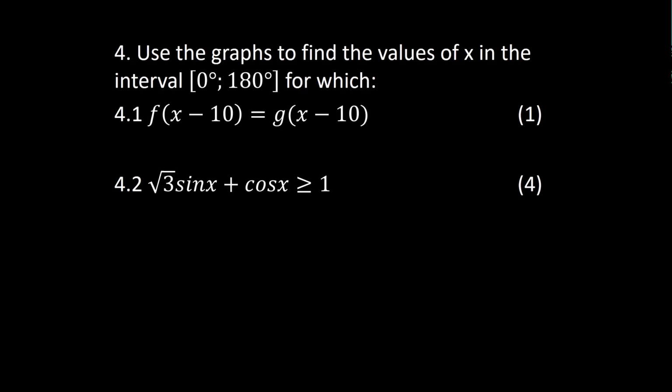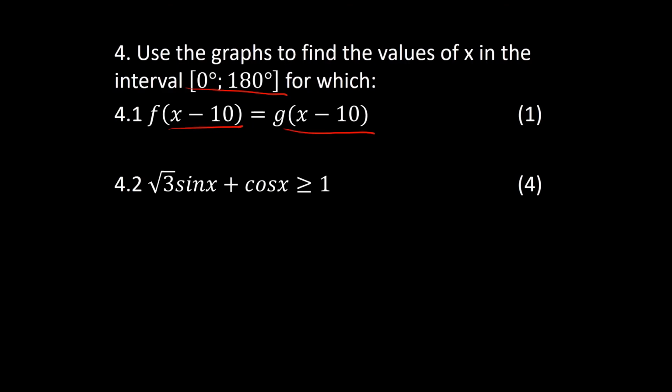Okay, the next question says use the graphs to find the values of x in the interval 0 to 180 degrees, which is what you've got drawn, for which f of x minus 10 degrees is equal to g of x minus 10 degrees. So here you've got that both functions have moved 10 degrees in which direction? Because p is negative, it's moved the other way. So the graphs are moving 10 degrees in the positive direction. And they want to know for what values will these two graphs still be equal to each other.